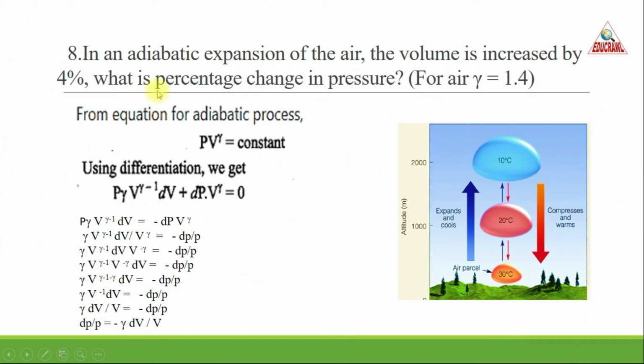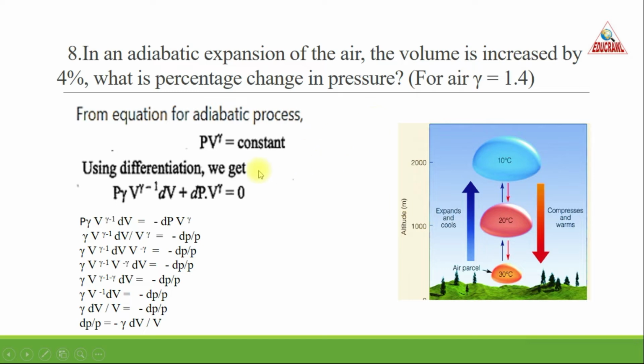Now the eighth problem. In an adiabatic expansion of the air, the volume is increased by 4%. What is the percentage change in pressure? The adiabatic constant value is given as 1.4. We know the equation for adiabatic processes: P V power gamma is a constant. Now here they have given that volume is increasing.